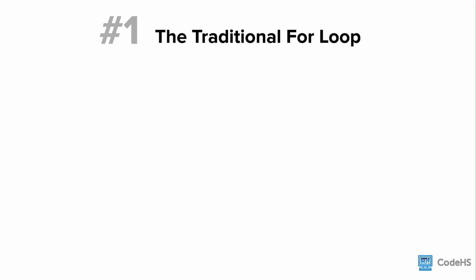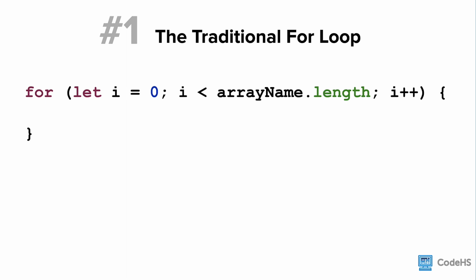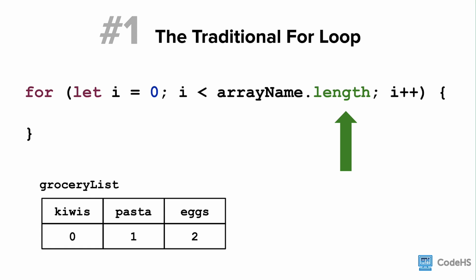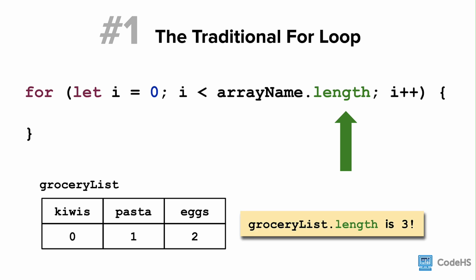The first is using the traditional for loop structure, which takes advantage of the built-in array property length. This property returns the number of elements in an array. So, if we have our grocery list array like this, indexed from 0 to 2, then groceryList.length is 3. Again, notice that the highest index in the array is one less than the length of the array because the index starts at 0 instead of 1.